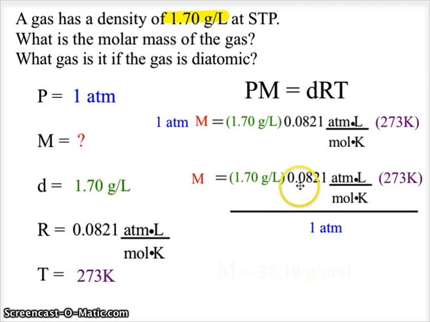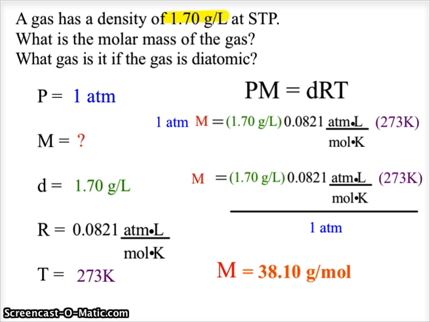Now what you'll notice is the liters will cancel, atmospheres will cancel, and Kelvin will cancel. We will be left with grams and moles, which is grams per mole, and that is the molar mass value that we calculate to be 38.10 grams per mole. So this is the molar mass.